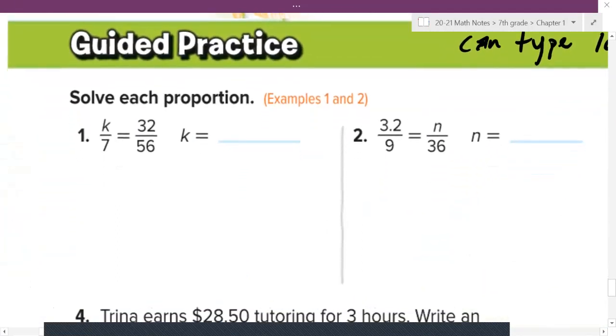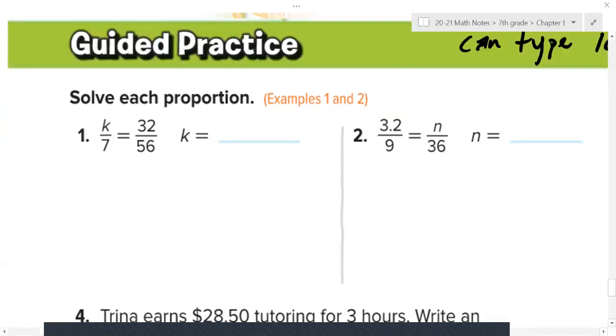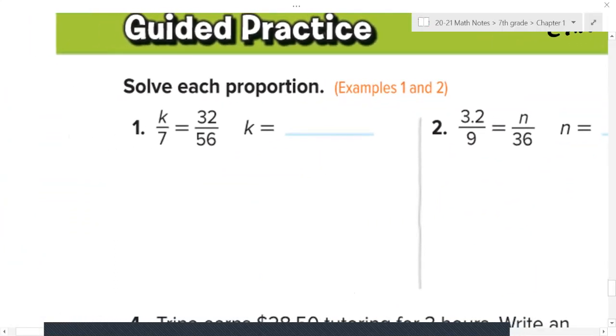All right, just as a reminder, this is exactly like what your homework is. I'm going to do number 1 with you, and then I'm going to have you guys do number 2 and 3. So we're solving for K. So we're going to do the cross products. So we have 32 times 7 is equal to 56K, which was a decent connection, I guess, when I was your age. So that is 224. It's equal to 56K.